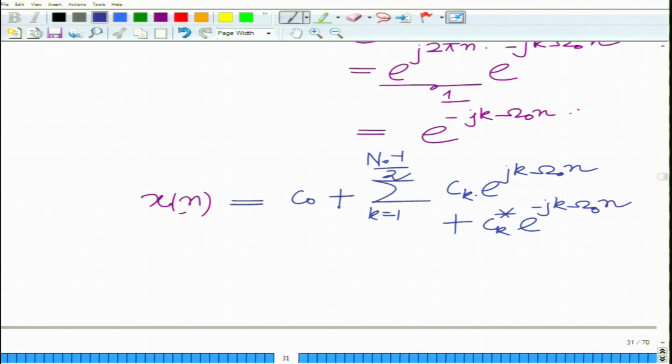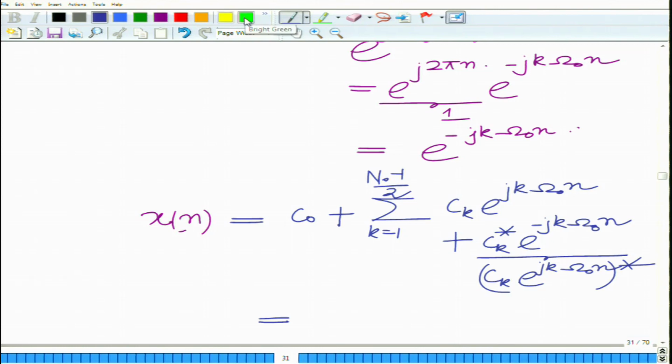Now, Ck conjugate e raised to minus j k omega naught n is nothing but Ck e raised to j k omega naught n conjugate. So, now we have Ck e raised to j k omega naught n plus its conjugate. So, basically what remains is twice the real part of Ck e raised to j k omega naught n.